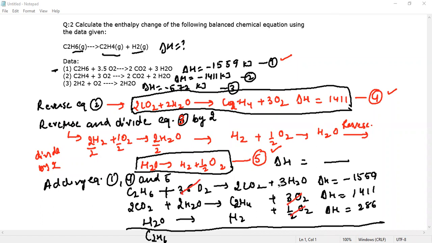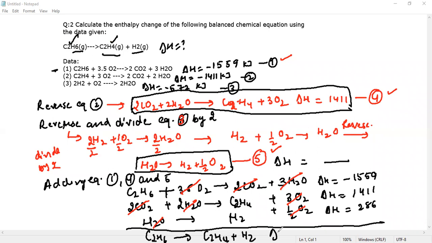And then let's see what about carbon dioxide. I have 2 carbon dioxide on this side and 2 carbon dioxide on this side. How many waters do I have on this side? On the reactant side I have 2 here and 1 here, which makes 3 water, and I have 3 water molecules on the product side as well. So let's get rid of that. Now let's quickly write what is left. C2H6 is left on this side and nothing else is there. And what is left on this side? I'm left with C2H4 plus hydrogen, right? So this is what we want. This is our desired equation: C2H6 becomes C2H4 plus hydrogen.